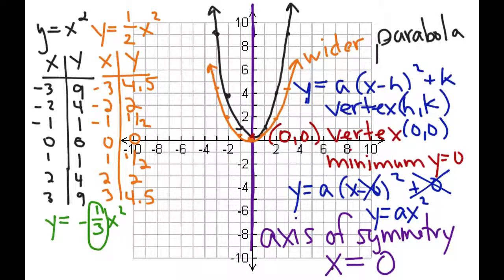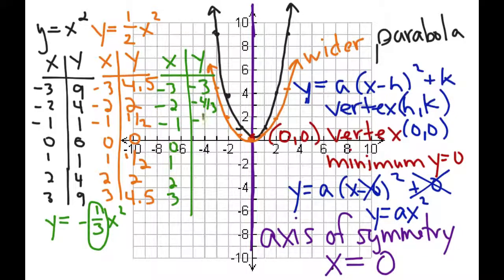Well, what's going to happen is when I make my table of values, and I use the same ordered pairs, my negative 3 squared is 9. 9 times 1/3 is 3, but because of that negative in front, it's going to become negative 3 here. Negative 2 squared is 4. 4 times 1/3 is 4/3, but the negative in front is going to make it negative 4/3. That's approximately negative 1.3 repeating. Negative 1 squared is 1 times 1/3 is 1/3, but the negative in front makes it negative 1/3.